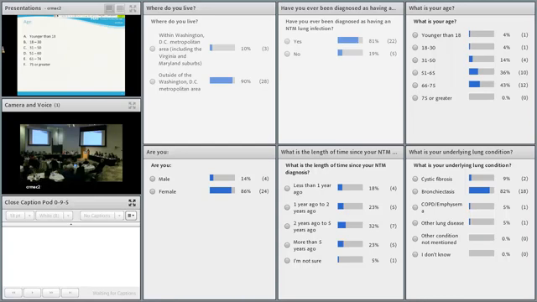Yes? This is just for patients and patient representatives, yep. And caregivers. Oh, just patients for this one. Well, unless you're a caregiver answering on behalf of a patient.